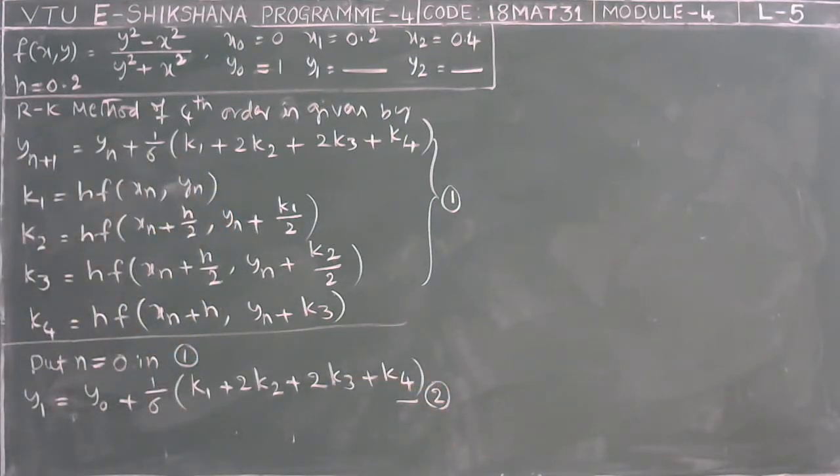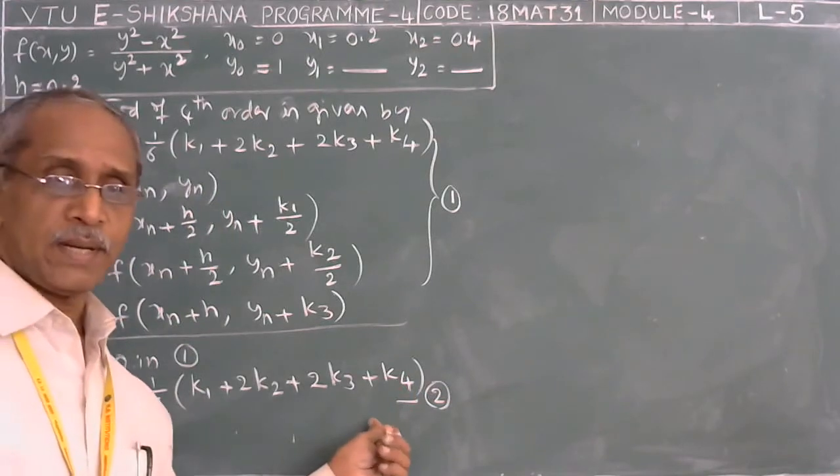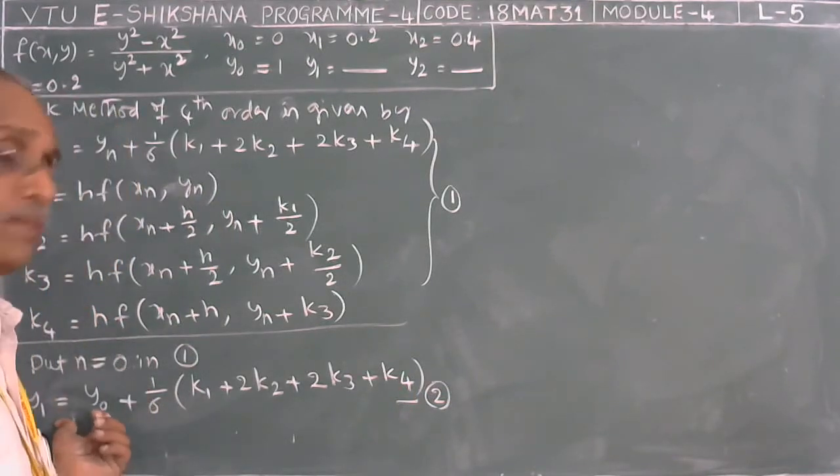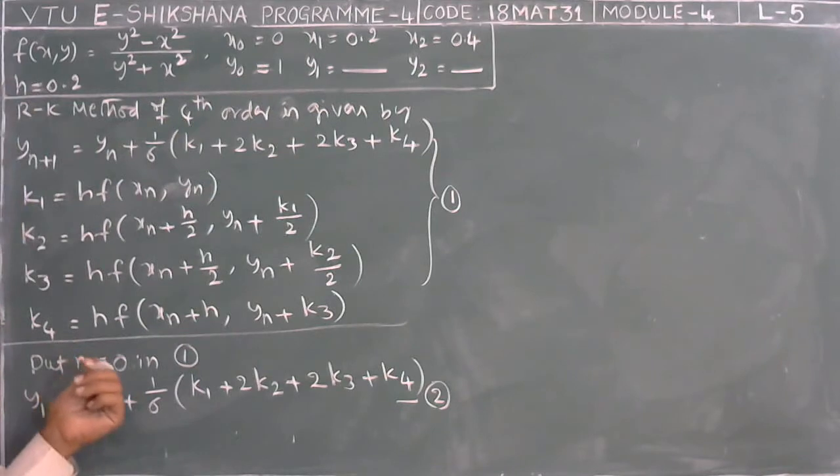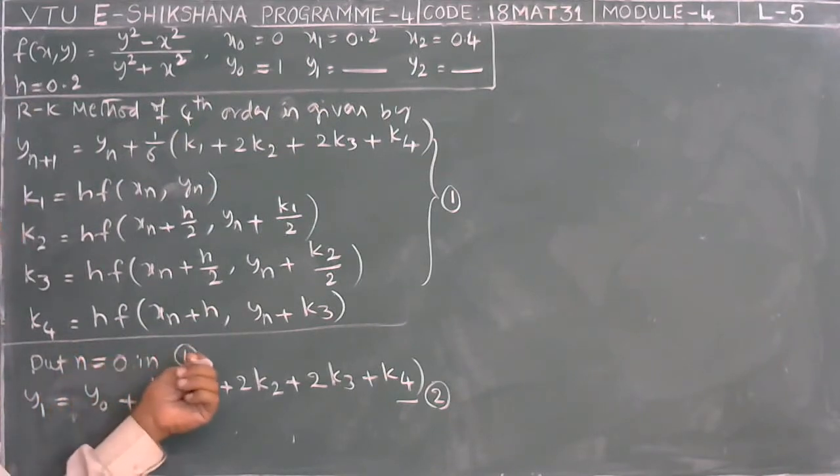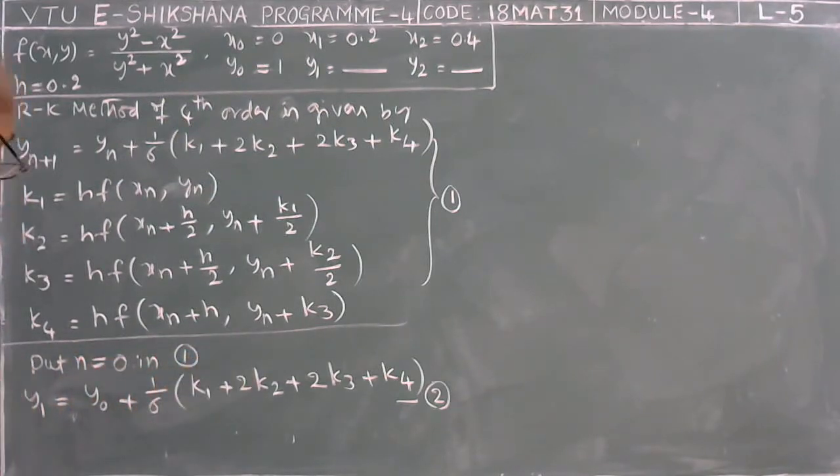Okay, let me calculate the k's and then substitute into the formula to get y1. Similarly, to get y2, what do I have to do? I have to put n equal to 1 and then continue the same. So k1, what is k1? Let me calculate these k's first.